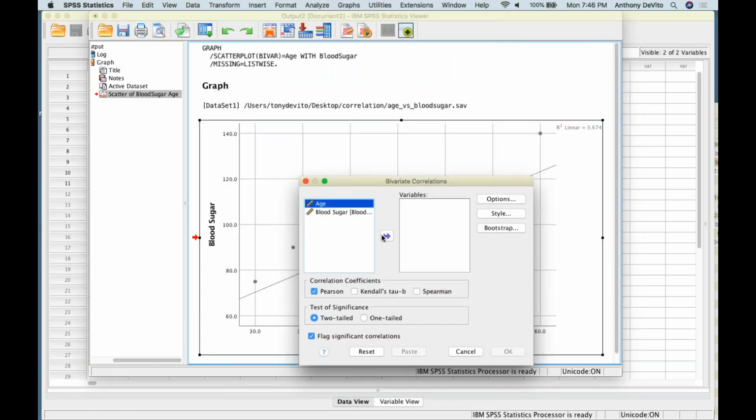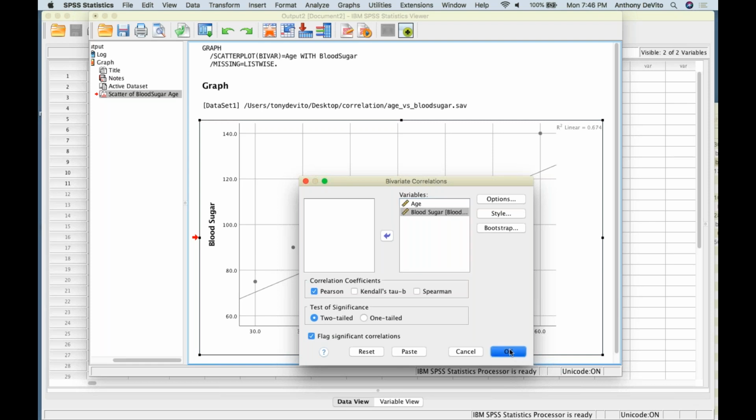And I'm going to put these two variables in here. Notice I can put them in any order I want because it doesn't care which one causes the other. I just laid it out that way because it's convenient for me to have the causative variable in the x-axis and the result variable in the y-axis. But we don't need that for correlation. Pearson's correlation is checked off, two-tailed significant test, and then I'm going to click OK.